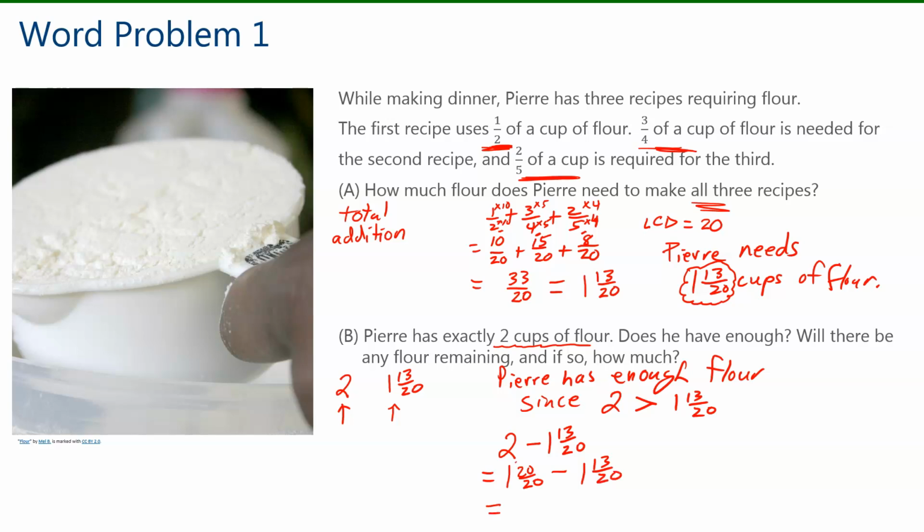That allows me to subtract the whole number parts. 1 minus 1 is 0. But 20 subtract 13 still gives me a 7 out of 20. So how much flour is remaining? Pierre has 7/20ths of a cup remaining. So he can still do a little baking if he wants to, depending on the recipe.